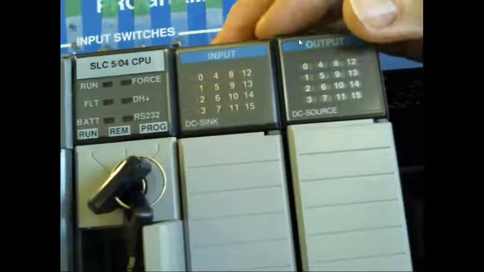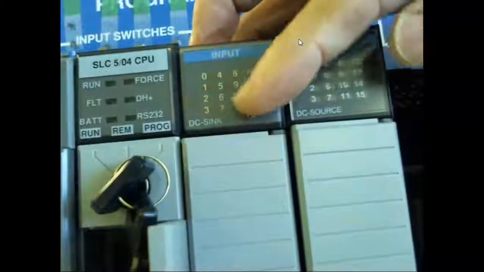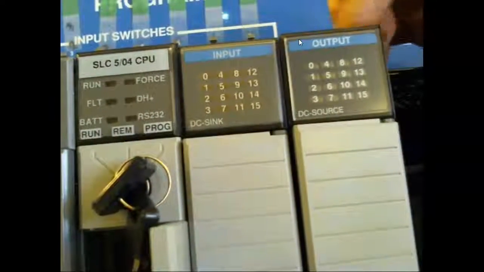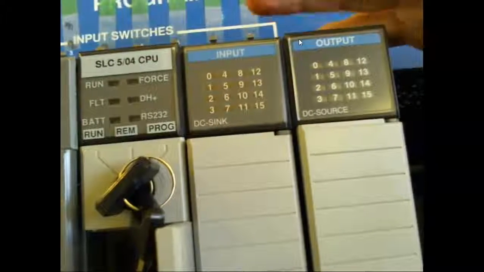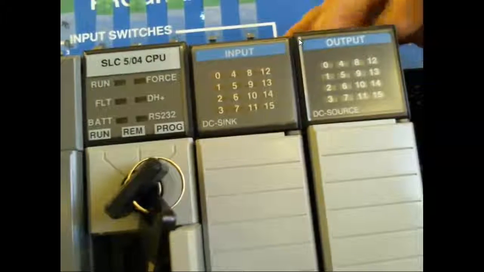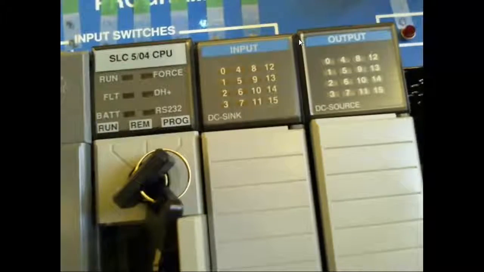Got 16 bits, so it's a word, right? You notice there down here at the bottom it says PC sync. We'll talk about that in a minute. And then this is the output module. Got 16 outputs on it, single bit output, right? Understand that. And then of course this is a 7-slot rack, so we can put 7.